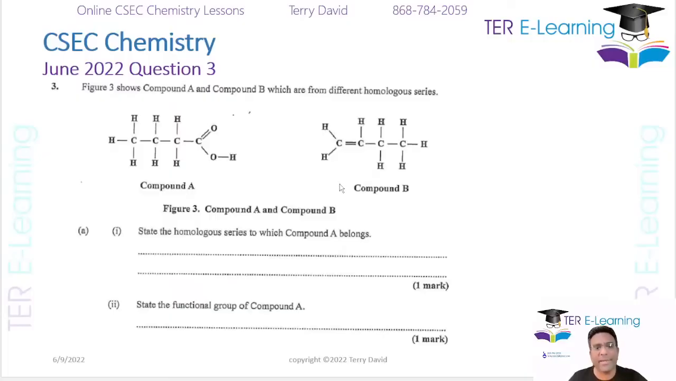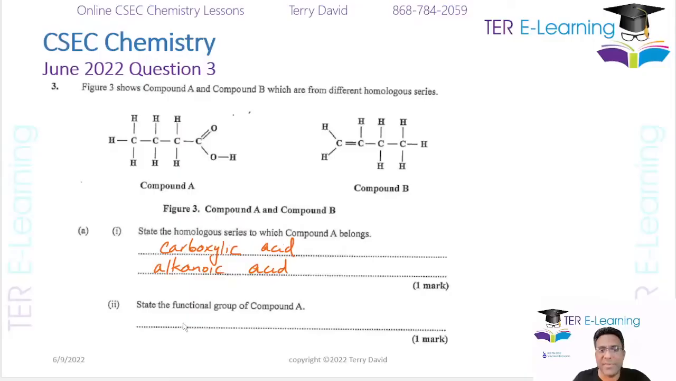So this third one here, compound A, compound B. State the homologous series to which A belongs. So what does A belong to? If you look here, you have an acid group, so you're going to say a carboxylic acid. The other word we can use is alkanoic acid. So any one of those, you will get your 1 mark.